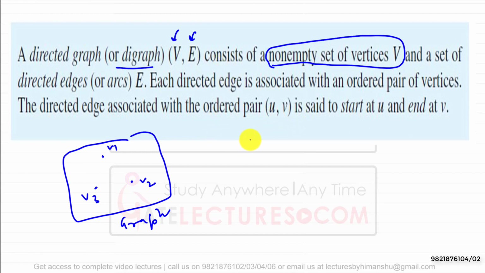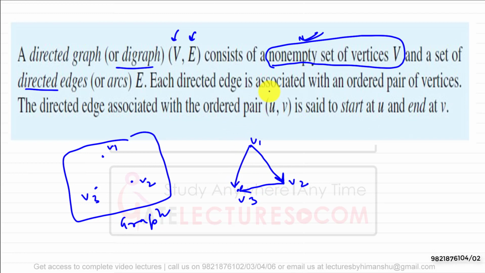What does it mean? It is saying that if we have 3 vertices, v1, v2 and v3, a directed graph (V, E) consists of a non-empty set of vertices and a set of directed edges. For example, between v1 and v2 there can be an edge. In the same way we can have an edge between v2 and v3, and an edge between v1 and v3.